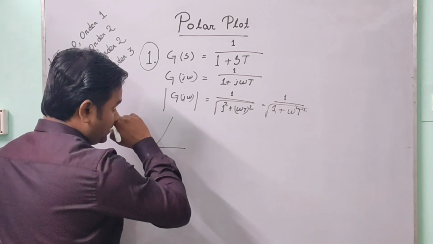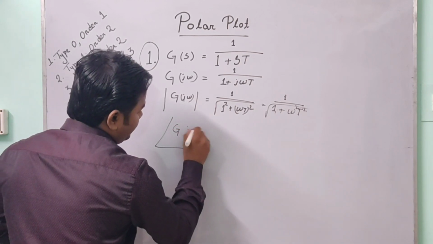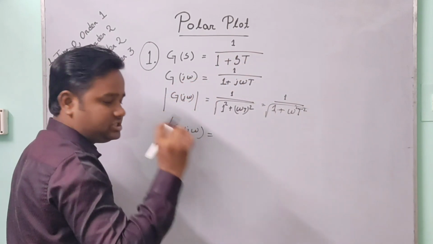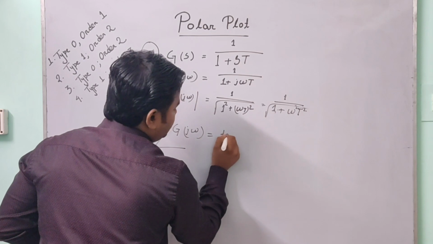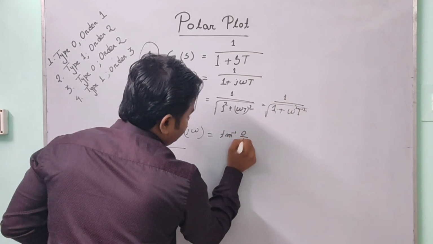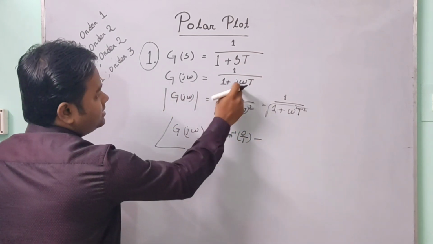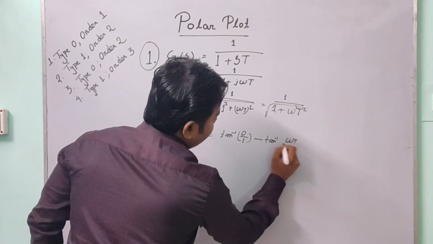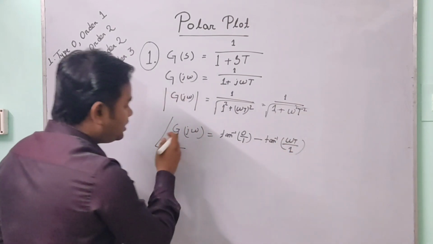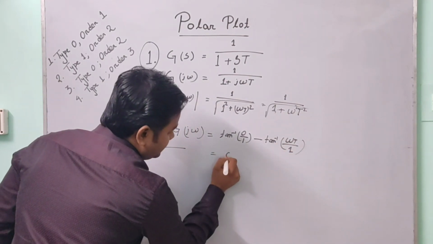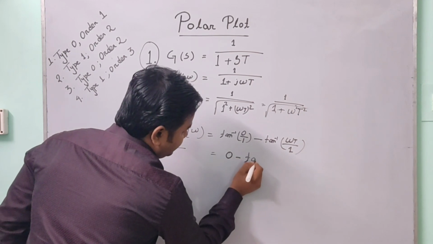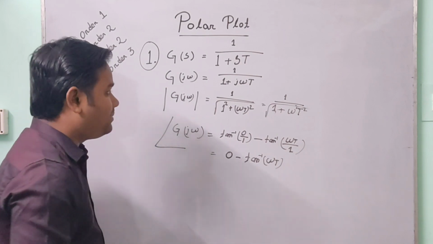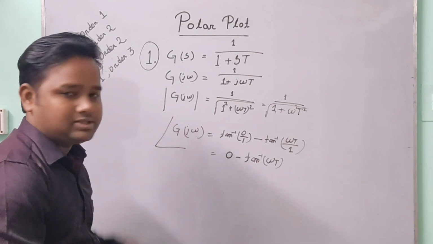Now the angle of G(jω): in the upper side 1 is present, which is equal to 1 + j0. So here the angle will be tan inverse of 0 by 1, minus the angle of 1 + jωT. Its angle will be tan inverse of ωT divided by 1. So here its value is equal to 0 minus tan inverse of ωT. This is the angle part. We have found the magnitude as well as the angle.